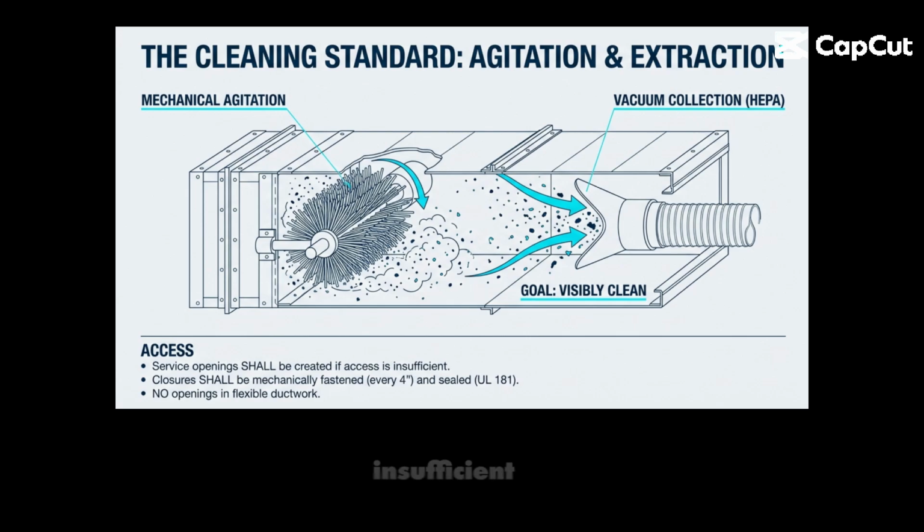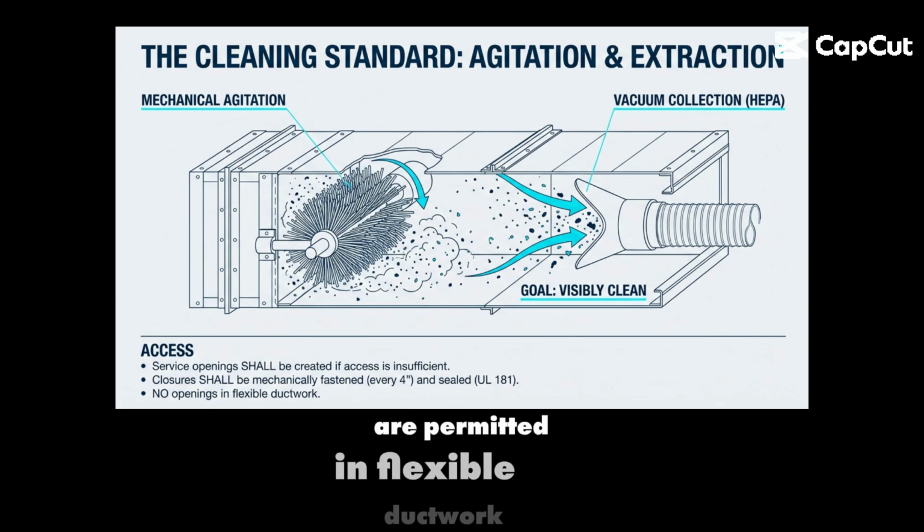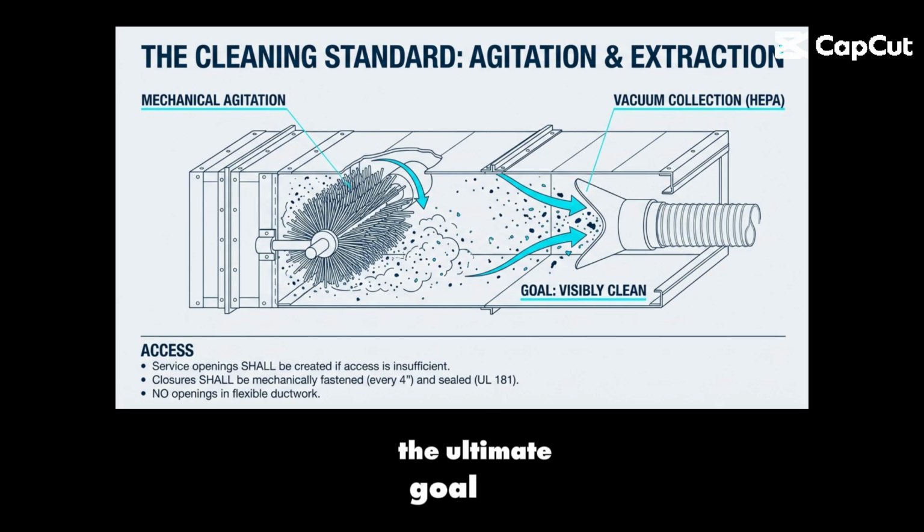If access is insufficient, service openings shall be created. Closures must be mechanically fastened and sealed, and no openings are permitted in flexible ductwork. The ultimate goal is that the system is visibly clean.